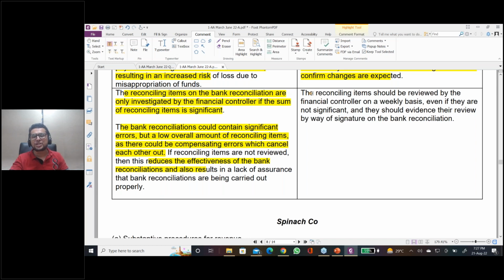What should be the recommendation? The reconciling items should be reviewed by the financial controller on a regular basis, even if the amounts are not significant. Now you need to add a little value: the financial controller should evidence his or her review by way of signature on the bank reconciliation. So please learn this.